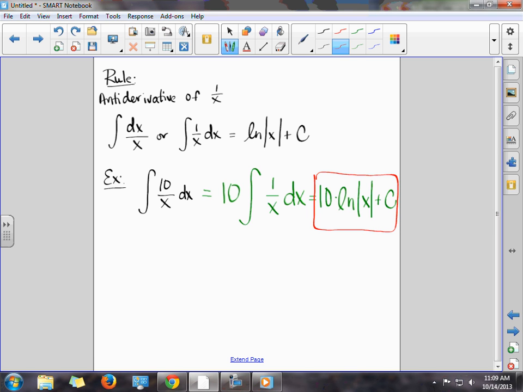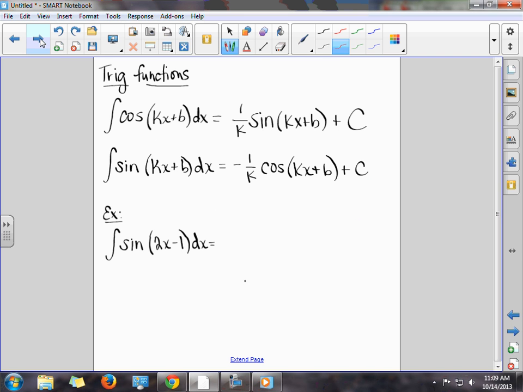All right, so now let's talk about trig functions. Now we have our basic trig functions, like the antiderivative of cosine x dx is just going to be equal to sine x plus c. I didn't see a need to list all of those for you because they're just the opposites of your derivatives. The antiderivative of sine is negative cosine.